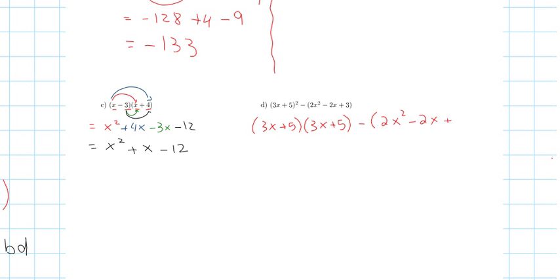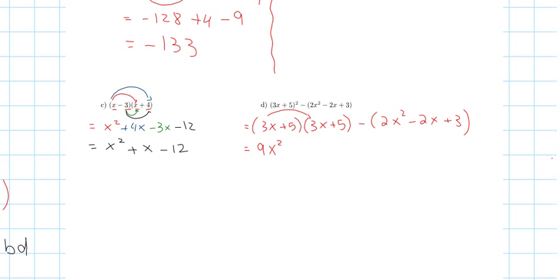So you guys see what happened? What I did first is I wrote the 3x plus 5 twice. So what can I perform now? FOIL. I wrote it twice because it's squared. Squared means something multiplied by itself twice. Now if I do the FOIL, 3x times 3x gives me 9x squared.